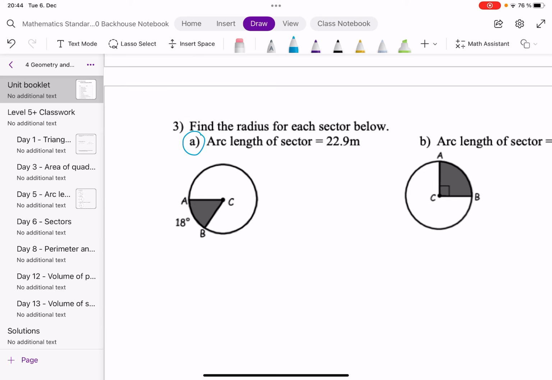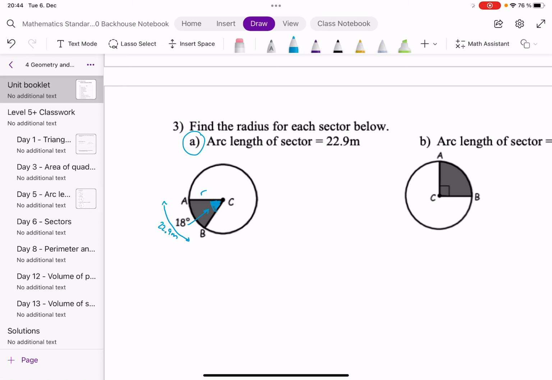So we need to find the radius for the sector below. We're not told the radius. Looking at the diagram, I can see that 18 degrees must be this angle here, so they've told me that. And look, in the question it says the arc length of the sector is 22.9. So I know this distance from A round to B is 22.9 meters.